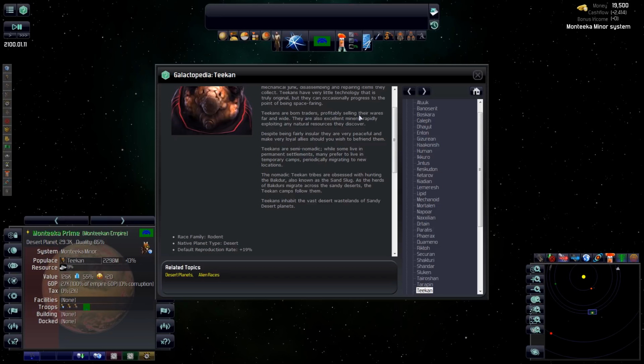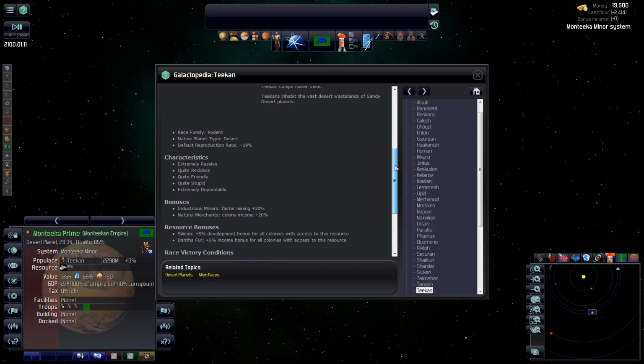Teekans are born traders, profitably selling their wares far and wide. They are also excellent miners, rapidly exploiting any natural resource they discover. Despite being fairly insular, they are very peaceful and make very loyal allies should you wish to befriend them. Teekans are semi-nomadic. Some live in permanent settlements, others may prefer to live in temporary camps. The nomadic Teekan tribe are obsessed with hunting the Bakdur, also known as sand slug. Okay, so a little background on them.